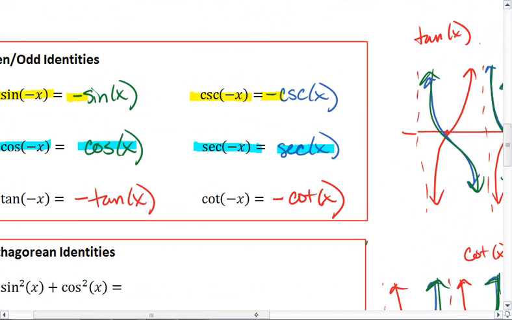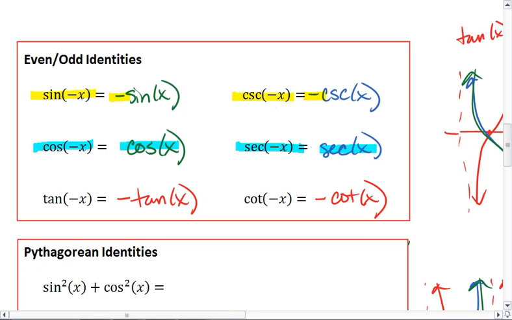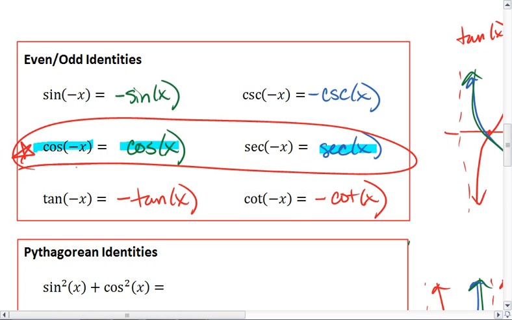Those are all your even-odd identities. So the ones to be careful about are your cosine and your secant. This middle group right here. Because cosine of negative x and secant of negative x equal positive cosine and secant, respectively.